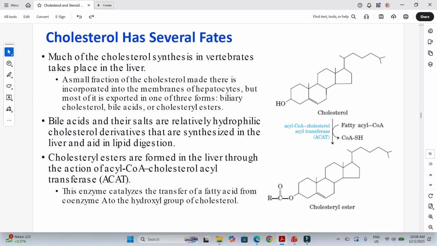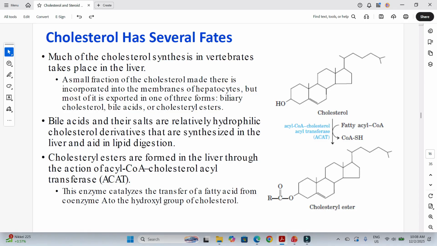End up with biliary cholesterol, bile acids, or cholesterol esters. I'm sure you're familiar with bile salts, all right? Bile acids. I asked one of my students before because I forgot the organ that actually releases this. It's the gallbladder, right? So it releases bile acids and bile salts.